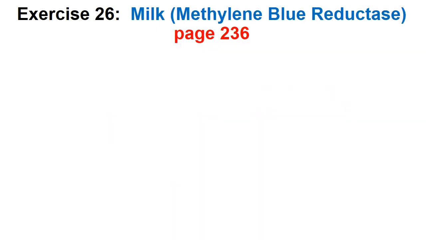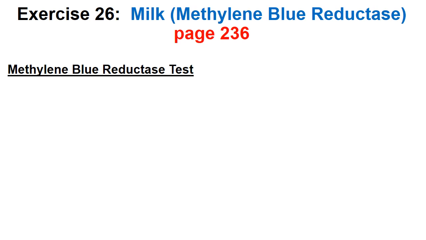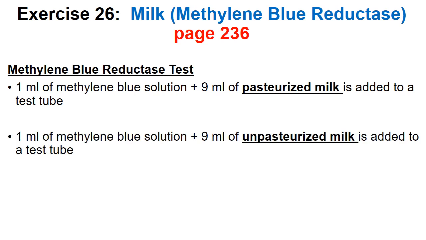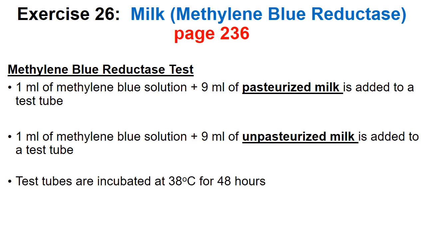Exercise 26, milk, the methylene blue reductase test. You should be in the lab manual on page 236. This experiment is looking at another aspect to see if milk is good quality or poor quality, or pasteurized or unpasteurized. In this test, 1 milliliter of methylene blue solution is added to 9 mLs of pasteurized milk in a test tube. Another test tube contains 1 milliliter of methylene blue solution and 9 mLs of unpasteurized milk. Your lab instructor will set this up as a demo. Test tubes are then inoculated and incubated at 38 degrees for 48 hours. You will then look at their results and analyze them on the next few slides.